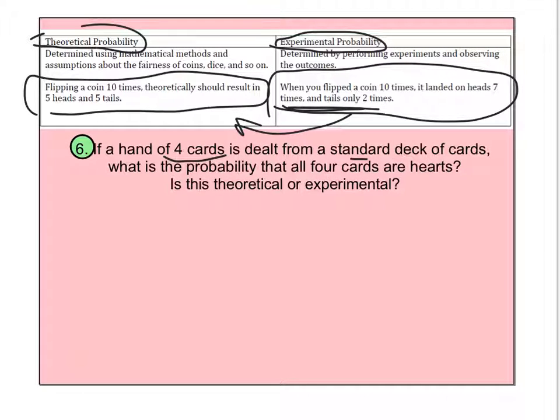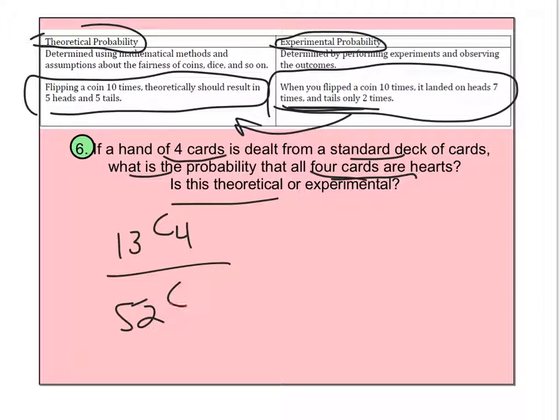A hand of 4 cards is drawn from a standard deck of cards. What's the probability that all 4 cards are hearts? Was this theoretical or experimental? Here's what I'm going to do. I'm going to think about it as a probability. So I want 13 choose 4, because there are 13 hearts and I want 4 of them, out of 52 choose 4.